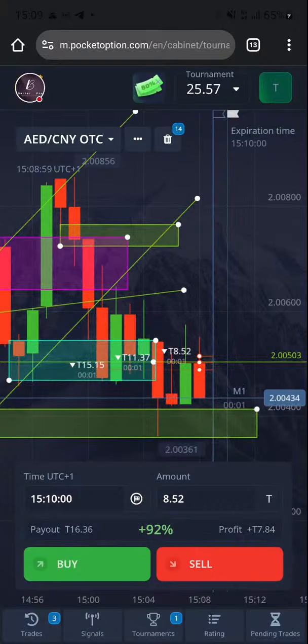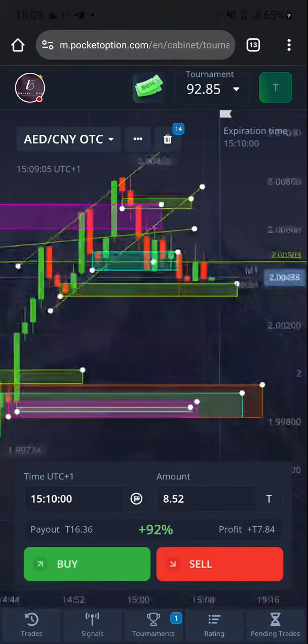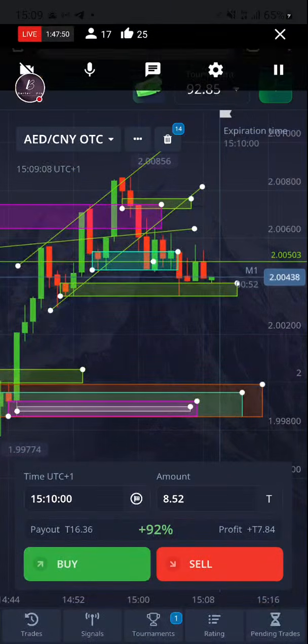Yes, that's beautiful. We have a morning star pattern and we have a supply area up there. So that will be all for this session.